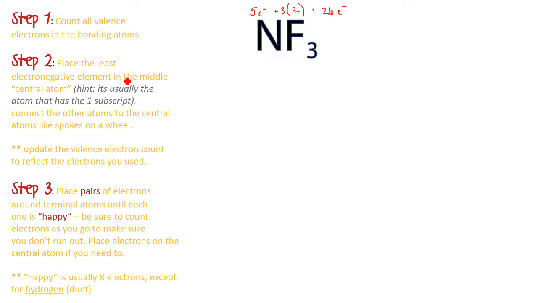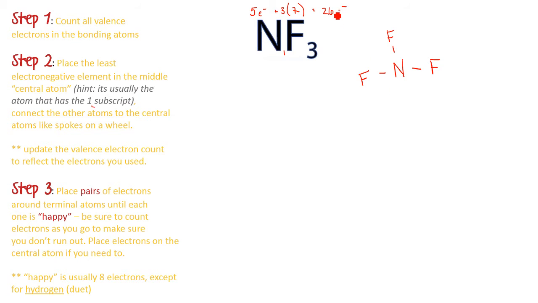Step 2, I'm going to place the least electronegative in the middle, or again, it's the one that has the 1 subscript. So if I look over here, the nitrogen has the little invisible 1, so the nitrogen will go in the middle of my structure. I'm going to use these single bonds to attach my fluorines. Right? For now, it doesn't matter how we show them. We'll learn about that early next week.